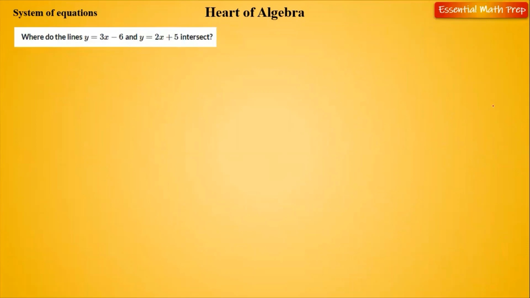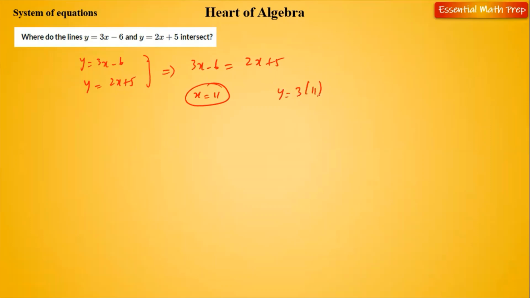Okay, where do these lines intersect? We just did a problem very similar to this one before. These are the two expressions. If these two lines intersect, that means 3x minus 6 equals 2x plus 5. So x equals 11? Okay, if x equals 11, what is y? Y equals 3 times 11 minus 6, that's 33 minus 6 is 27. Yep. So they intersect at 11 and 27. That's it.